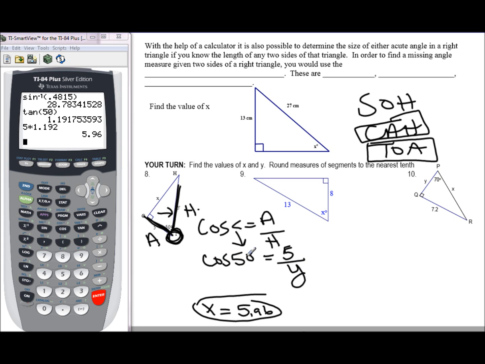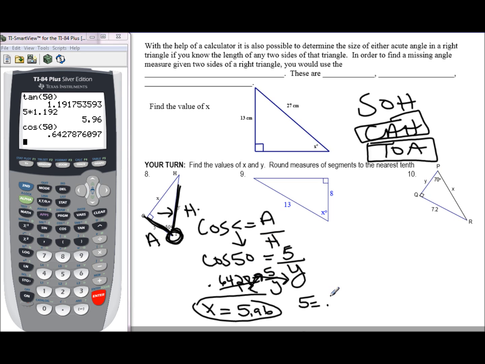Okay, now we want to approximate the value of cosine of 50. Cosine of 50 is equal to 0.6428. So 0.6428 equals 5 over y. We're going to put 0.6428 over 1 and cross multiply. So we get 1 times 5, which is 5, and that equals 0.6428 times y. Well, we haven't solved for y yet.